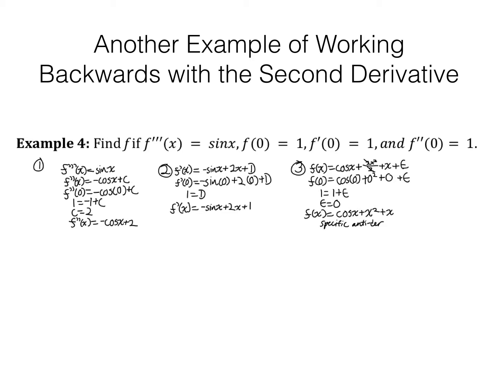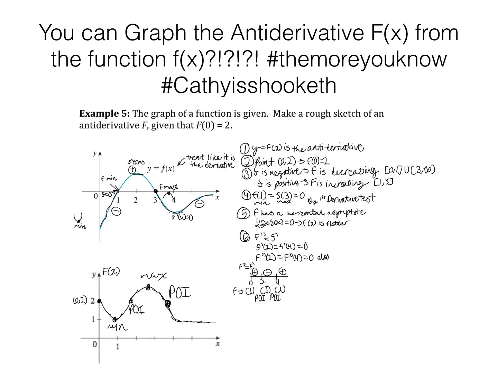And then for the final step, we find the antiderivative of that to get the function that we were looking for in the first place. When we do that, we get f of x equals cosine x plus x squared plus x plus e. When you plug in f of 0 equals 1, e becomes 0, and you're left with f of x equals cosine x plus x squared plus x. And that's the specific antiderivative.